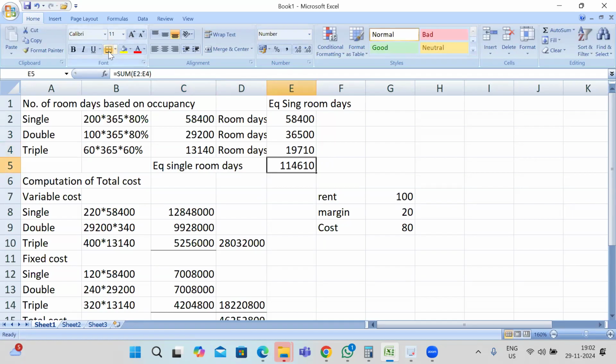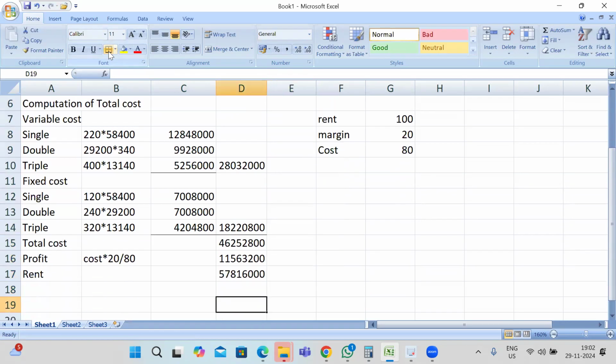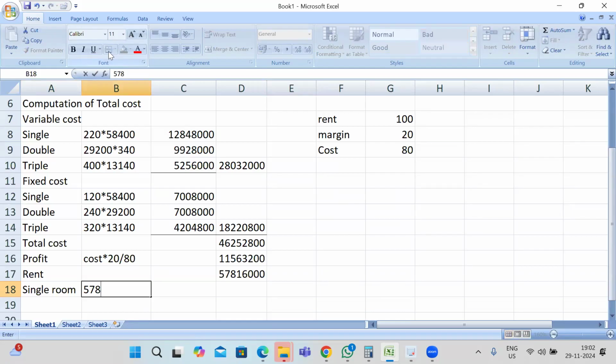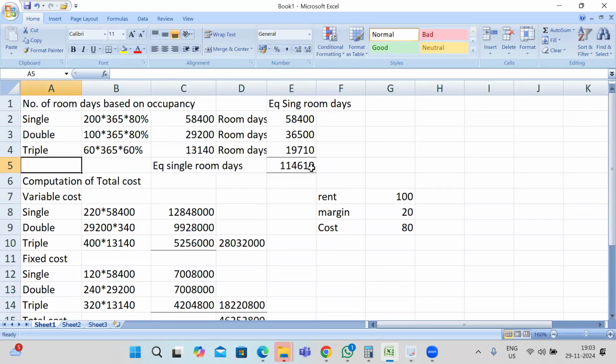Hope this point is clear. So I am converting into equivalent single room days. So rent I have already calculated. So for one single room, it will be 5 crore 78 lakh and 16,000 divided by my equivalent single room days. How much I calculated? That is 1,14,610, right?